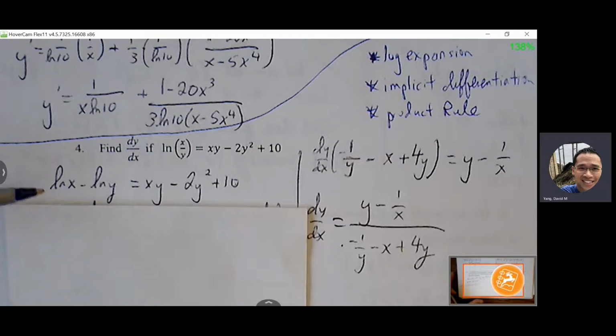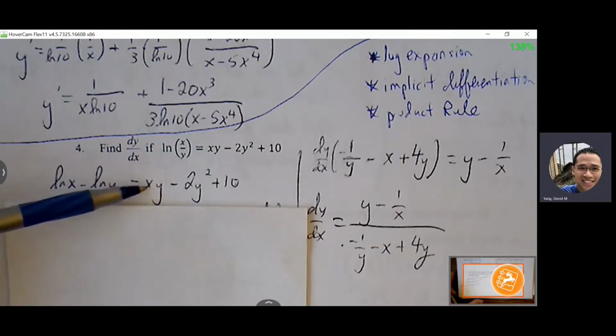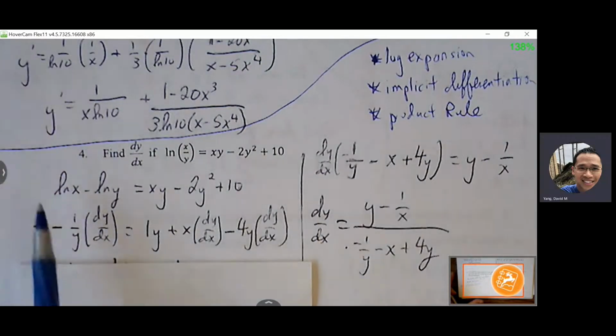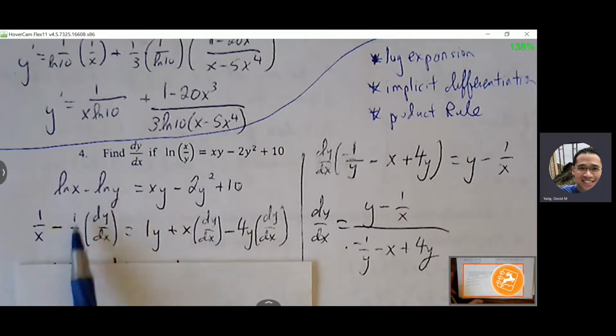Okay, so now we're ready for our derivative. Each term, we can just apply whatever rule is necessary. Anything involving y, we have to attach dy dx. And there's also product rule going on here. So natural log of x becomes 1 over x. Natural log of y becomes 1 over y. We just asked for y's derivative, so we need dy dx. And then here's product rule.